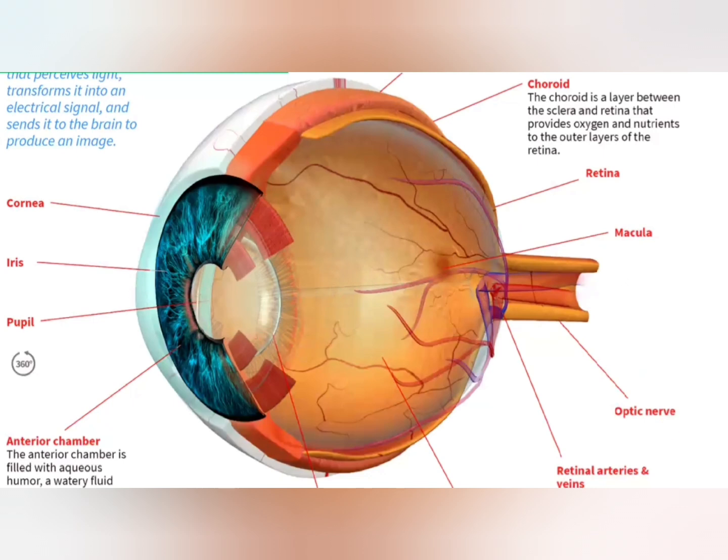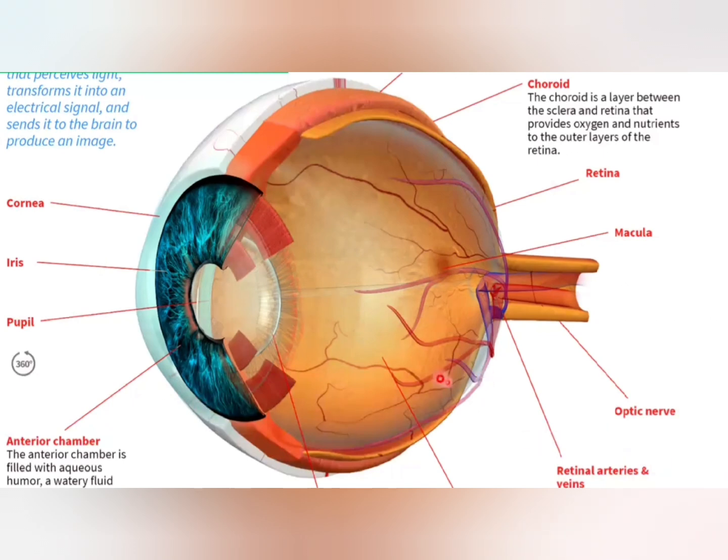And if I talk about the dilator muscle or radial muscle, this muscle is arranged like the spokes of a wheel, radiating outward from the edge of the pupil, like this, like this, like this. When it contracts, it pulls the pupil open wider. That is known as mydriasis. This occurs in dim light or when the body is in a state of excitement or stress, allowing more light to enter the eye and enhancing vision in low light conditions.